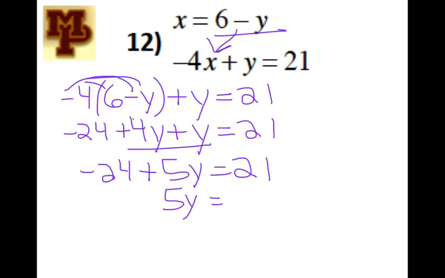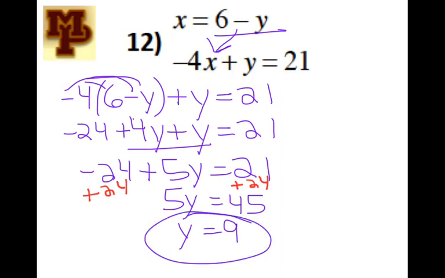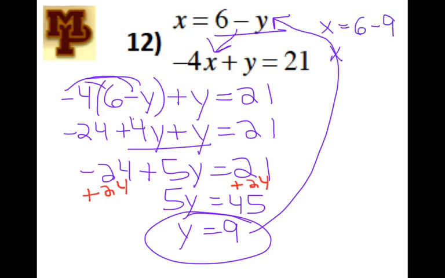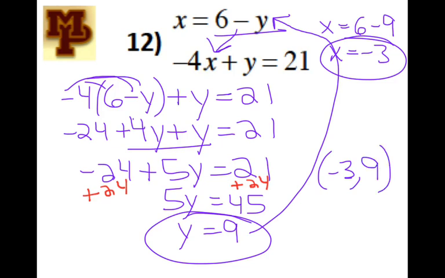5y equals, and then you can add the 24 to both sides, solving for y here. So that's going to give us 45, and then we're going to divide by 5, so that'll give us 9. So we know y equals 9. Then we're going to go and plug it in right in that top equation. So that'll give us x equals 6 minus 9. So x equals negative 3. So we put the two together. We got negative 3, positive 9.